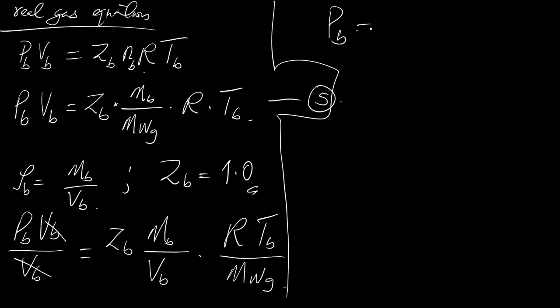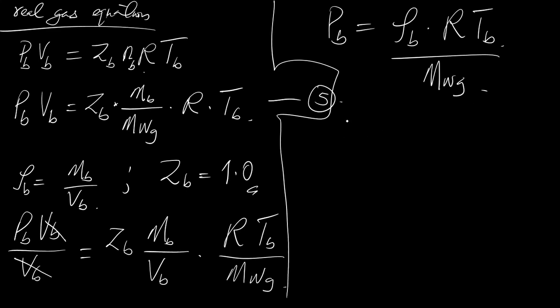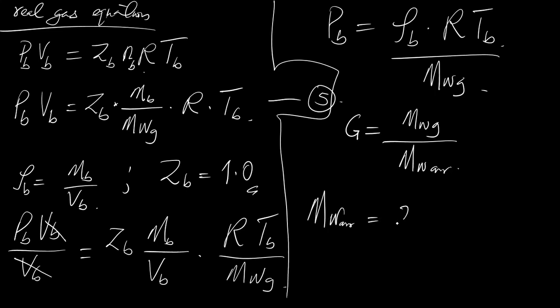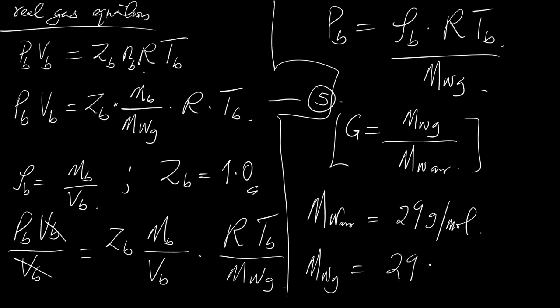You have pressure equal to density times R T_b divided by the molecular weight of the gas. Now we also note that gas gravity, which is given, is the same thing as the molecular weight of the gas divided by the molecular weight of air. And the molecular weight of air is equal to 29 grams per mole. Now, rearranging this equation, you have the molecular weight of gas equal to 29 gamma_g grams per mole.